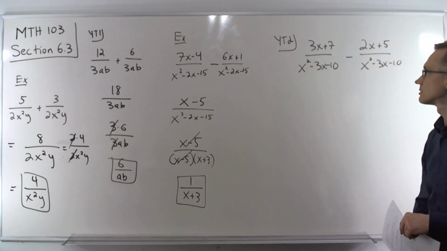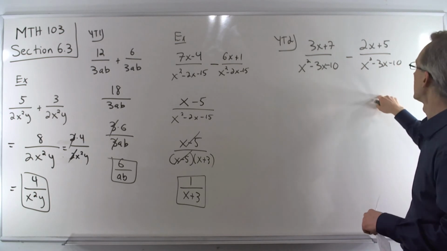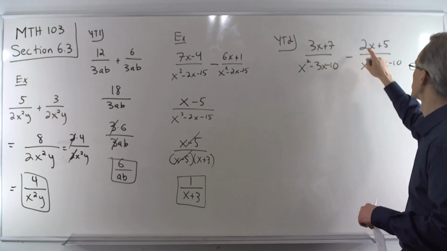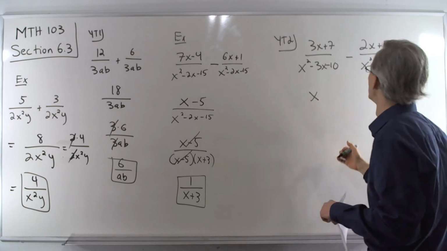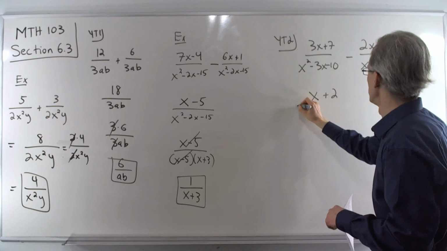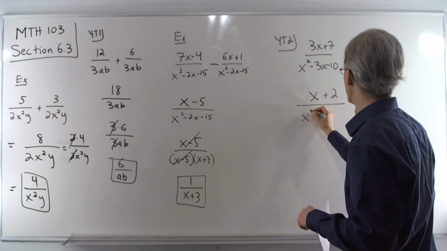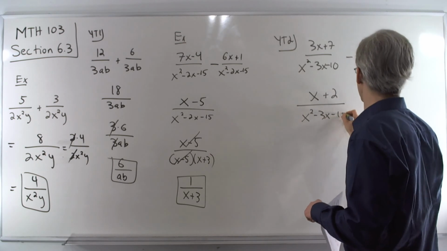You have to be careful when subtracting, especially if we get any negatives over here. But fortunately in this case we have all positive values, so 3 minus 2 is 1, so single x. And then 7 minus 5 is 2, so we get x plus 2 on top. On the bottom we're going to factor, and I'll do that in the next step.